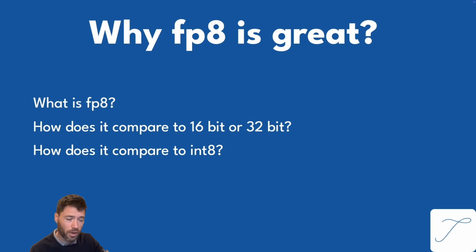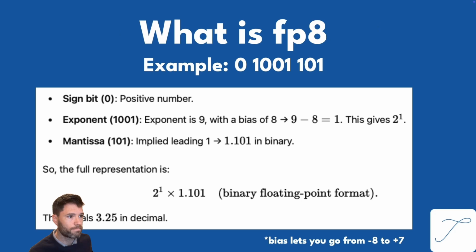So I'll talk about what FP8 is, how it compares to 16 or 32 bits, and then how it compares to int8, which is an integer format that you can also use for quantizing the models. So FP8 means floating point 8. It's floating point because it's not just representing an integer, it's representing a number that has an exponent as well.